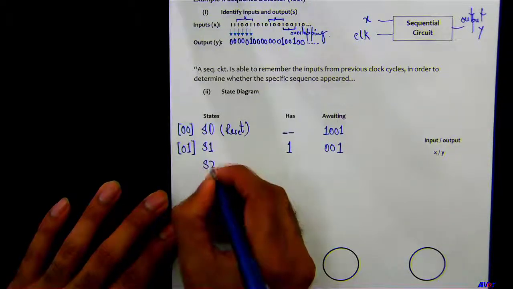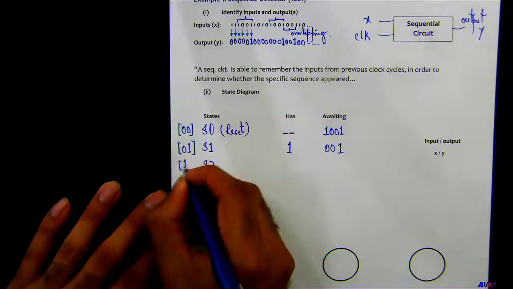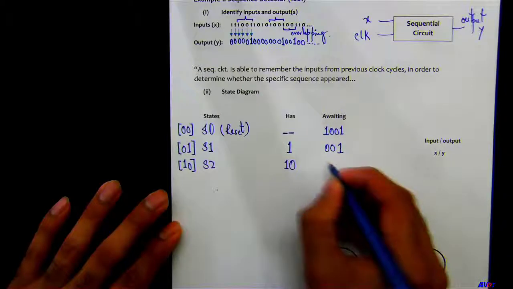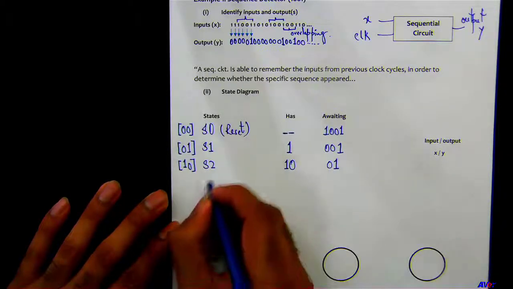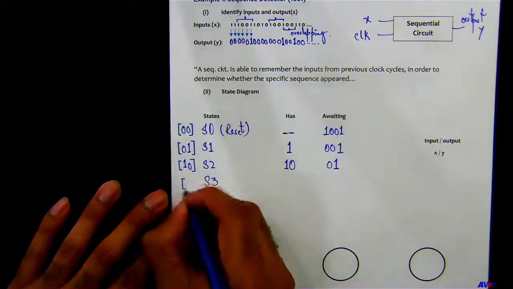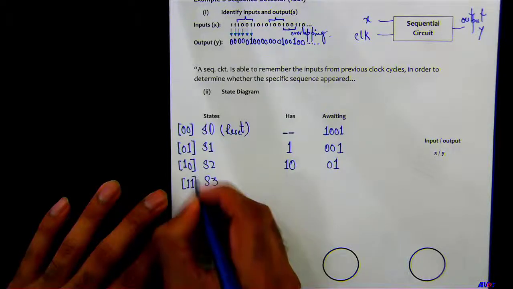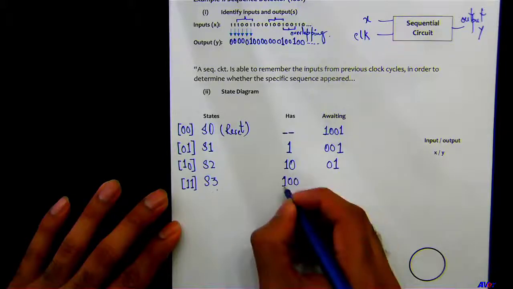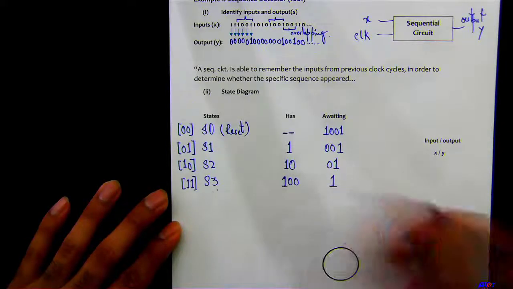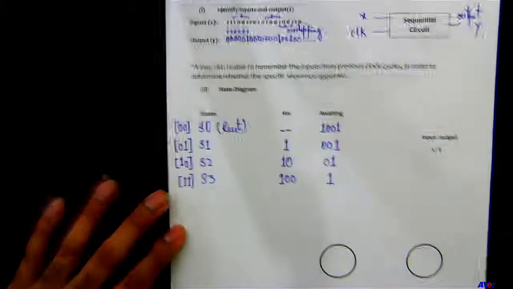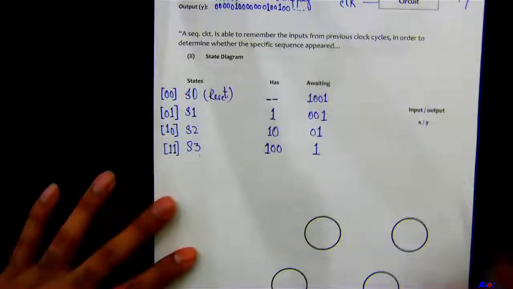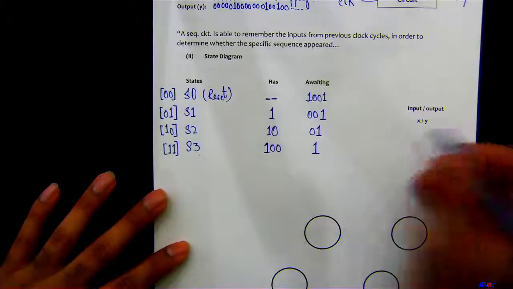Third state, S2, which is 1, 0. Here it receives 1, 0. Now it's awaiting 0, 1. And the fourth state, S3, it receives 1, 0, 0, and it's awaiting 1. Okay, so this is a good approach to start with. Again, there are multiple ways of doing it, but I think this is probably the easiest one. Remember, you have your input and output. Input is your X, Y is your output.